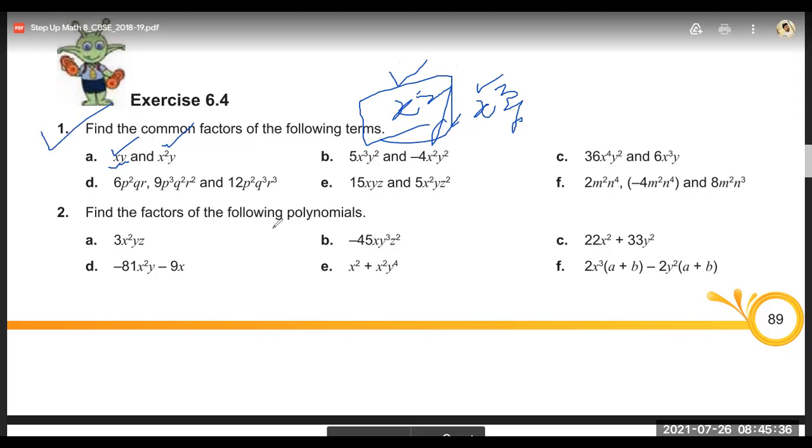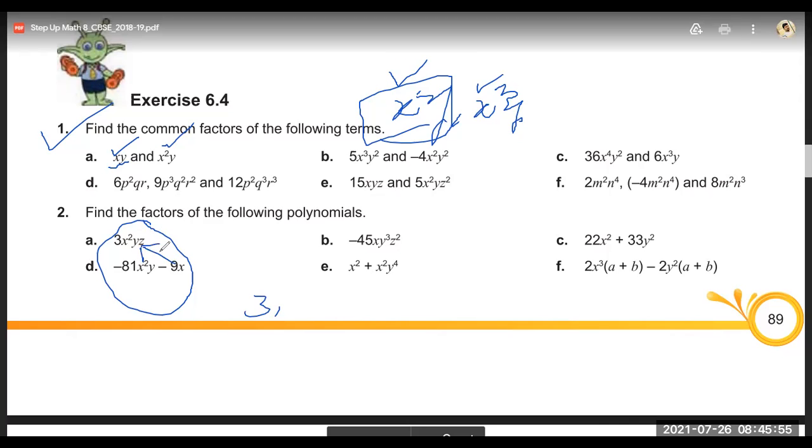And question number two: find the factors of the following polynomials. Now here, what are you supposed to find? Just the factors. How do you find the factors? 3 into x square yz. So 3 is a factor of x square y, I mean of the given one.